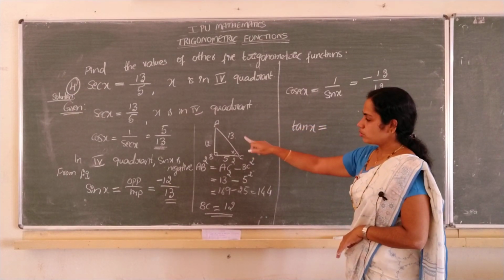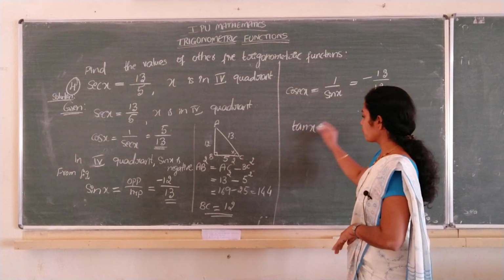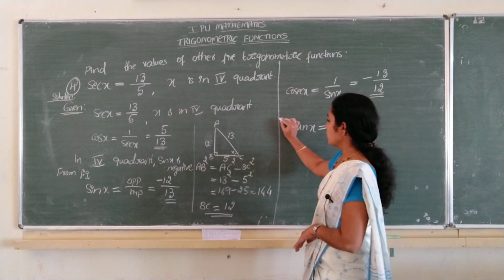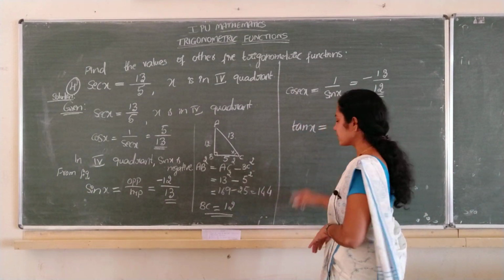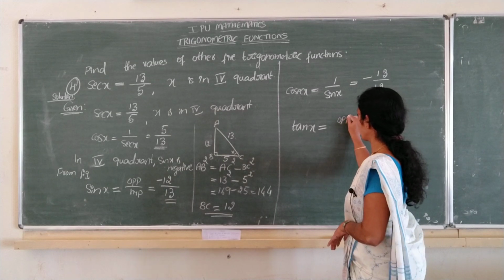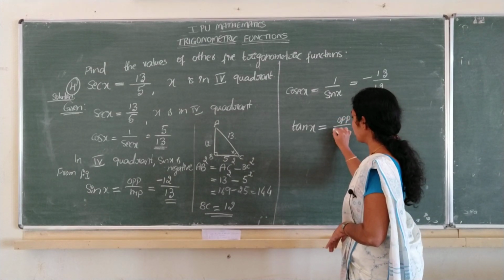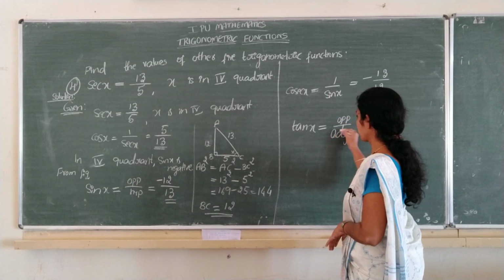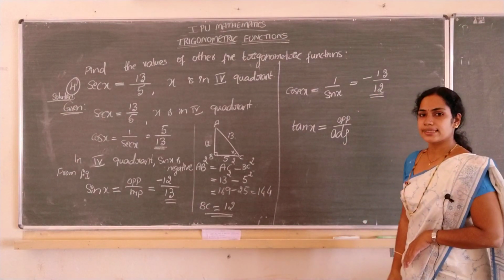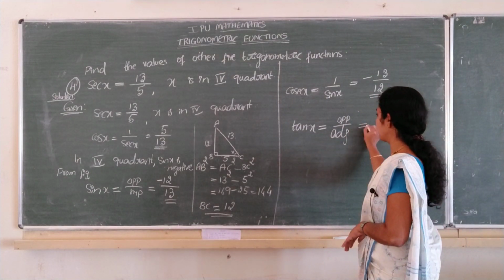or we have to use the figure. From the figure also we can write. From the figure, what is tan x? Tan x is equal to opposite divided by adjacent.